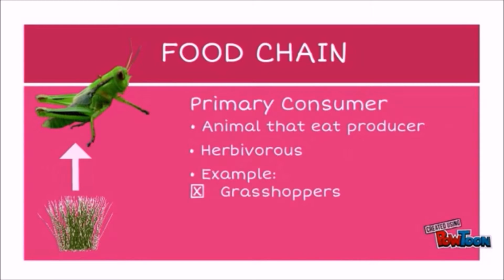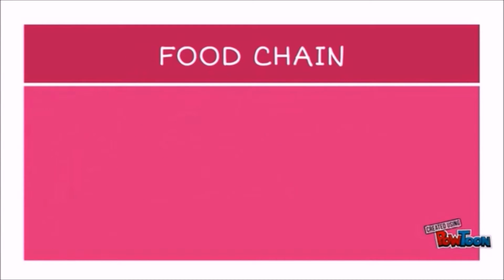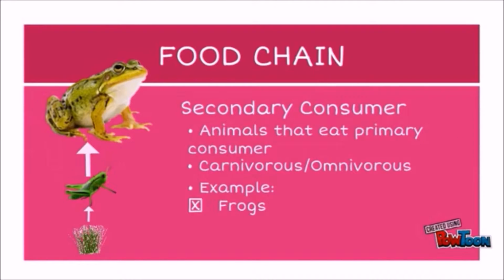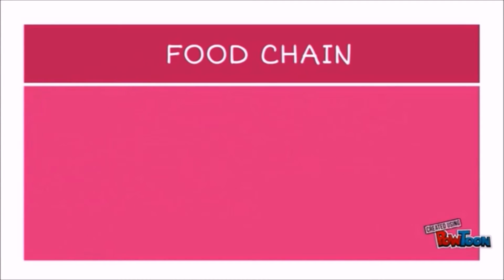The next level of a food chain is the primary consumer. Primary consumer can be defined as herbivorous animals that eat the producer, such as grasshoppers. Animals that eat primary consumer are called secondary consumer. They are usually carnivorous or omnivorous, for example, frogs.